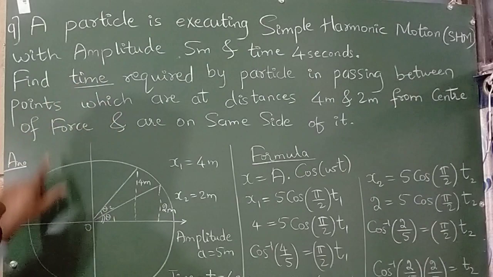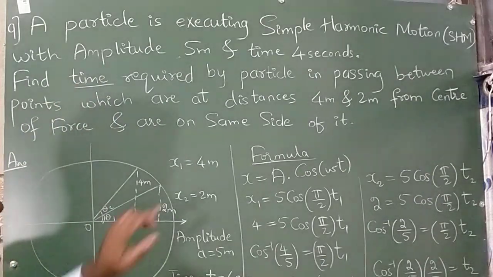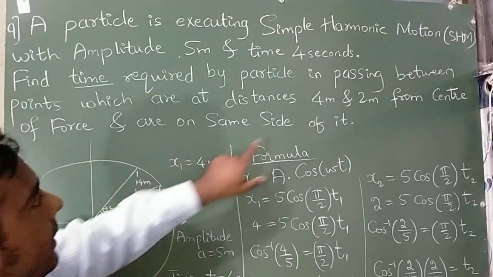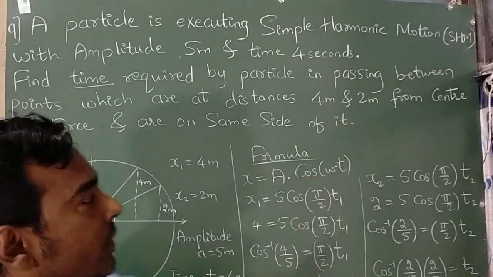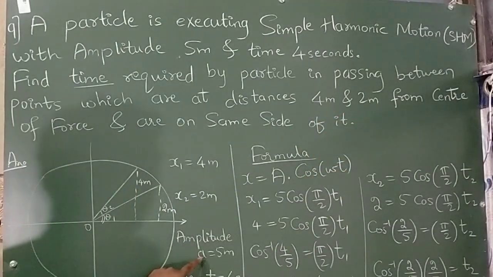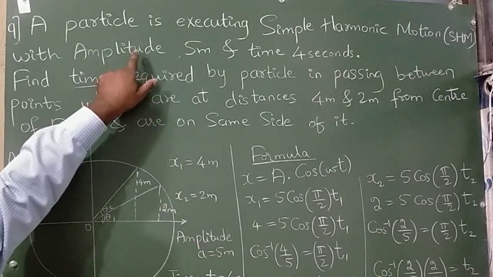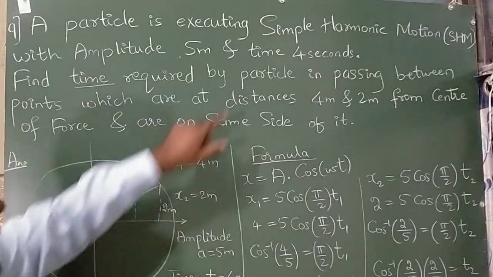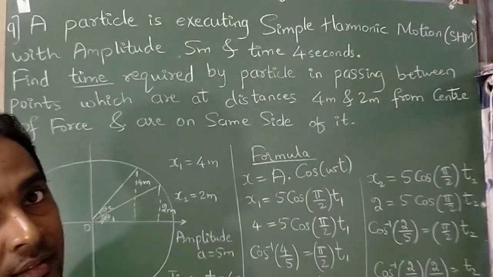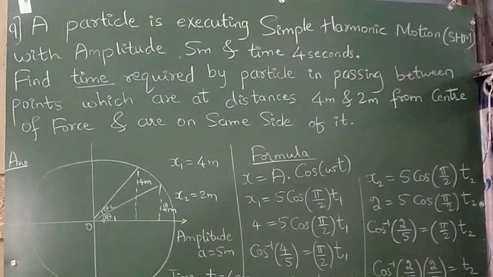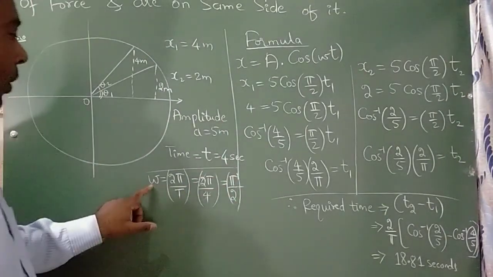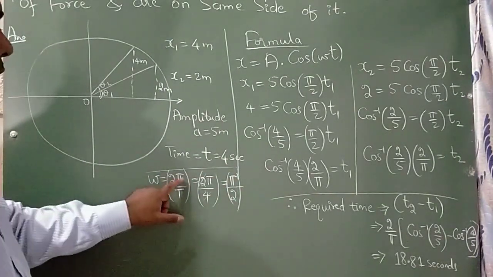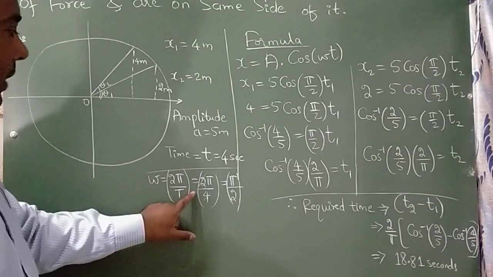Fine. According to the question, this diagram has been drawn. So x1 I have taken 4 meter according to the question. x2 I have taken 2 meters, again from the question. Amplitude A is equal to 5 meter. It is there in the question. Time is 4 second.